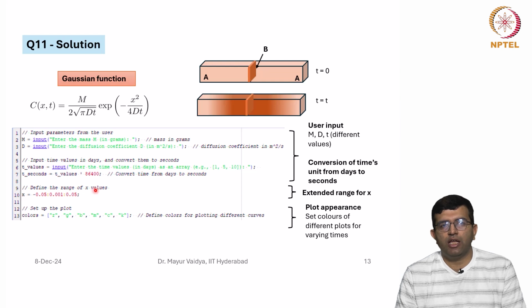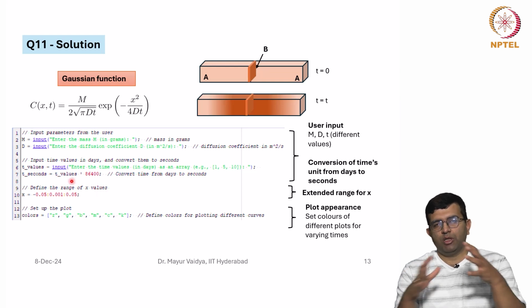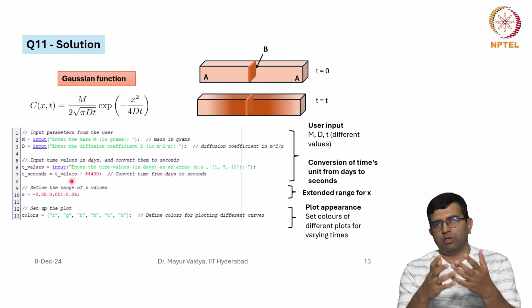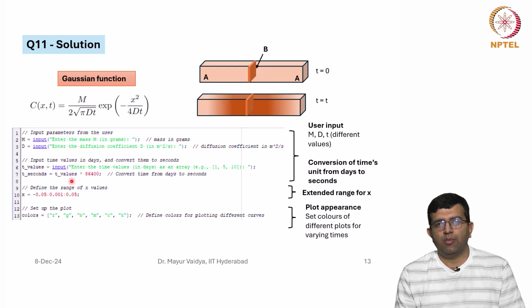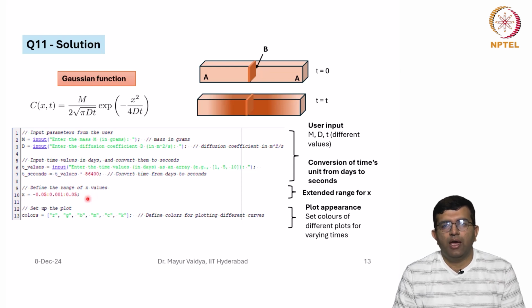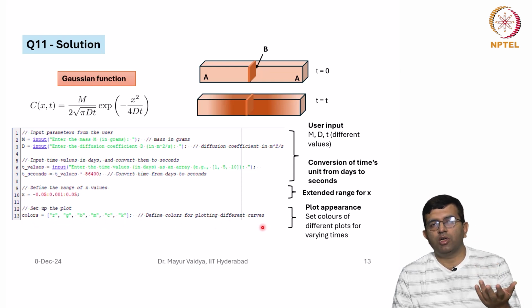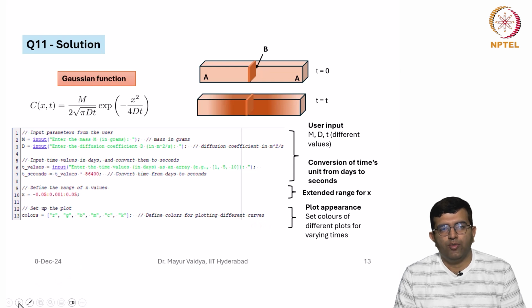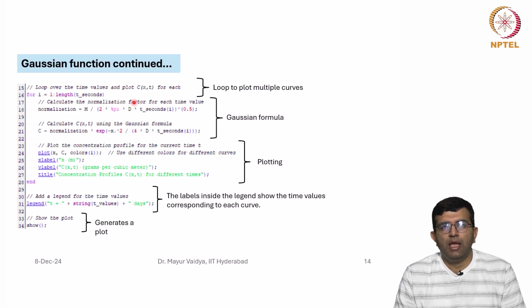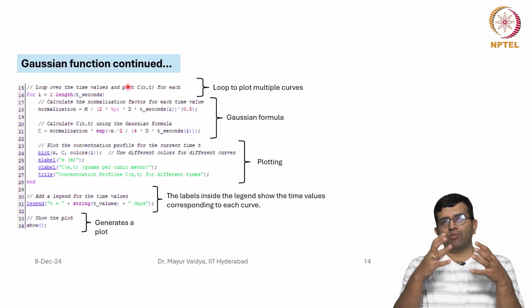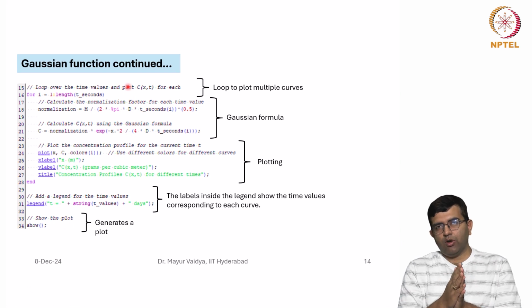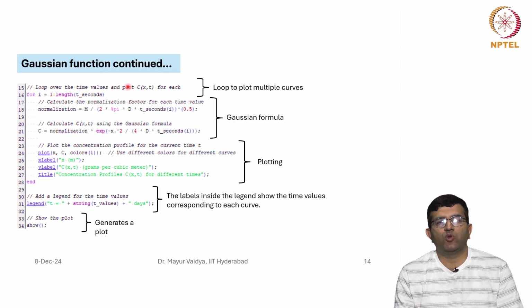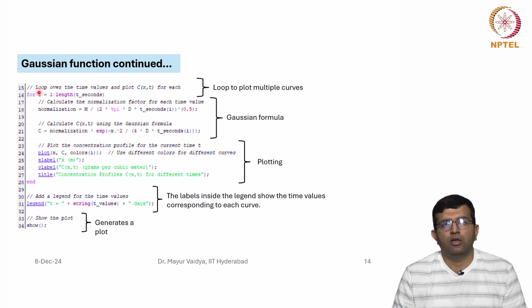Then you define the range of x values. So, what may be the possible range of x? This can depend upon the dimension of the samples you perceive. Then these are the settings of the plot. So, these are different colors for different curves depending on how many values of time you are ready to give. Then, as I said, because we are giving multiple values of time, we have to use what is known as the for loop.